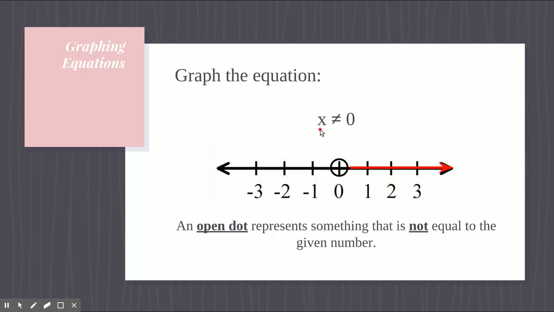If I put 2 into x's place, 2 does not equal 0, so that's true. And that goes on forever. In the same way, so does the left side. Okay, -1 does not equal 0, so that's a solution for x. -2 does not equal 0, so that's a solution. So you end up with an infinite number of solutions, but the only thing that is not a solution would be 0.